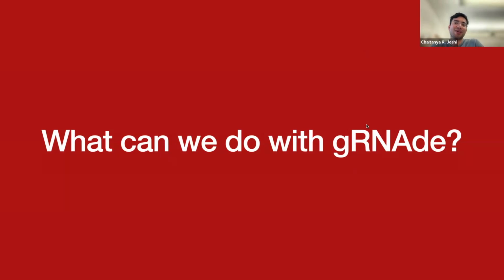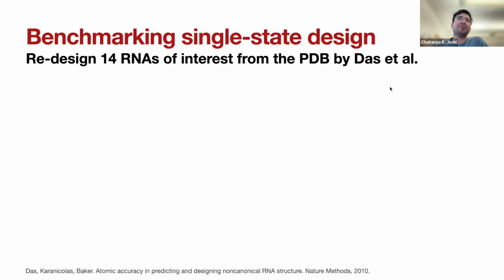So finally, let me get to what we can do with our model. Maybe I'll be a bit quick. This I already briefly talked about. We wanted to first start out by benchmarking single state design and comparing to Rosetta, which was in an old paper by Rhiju Das and David Baker from the 2010s.